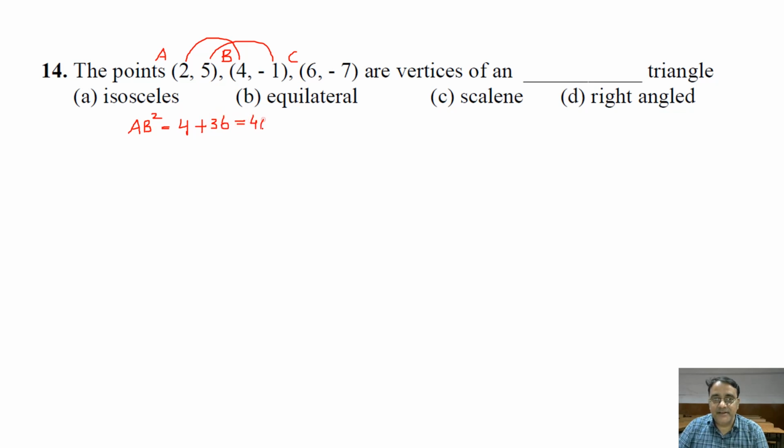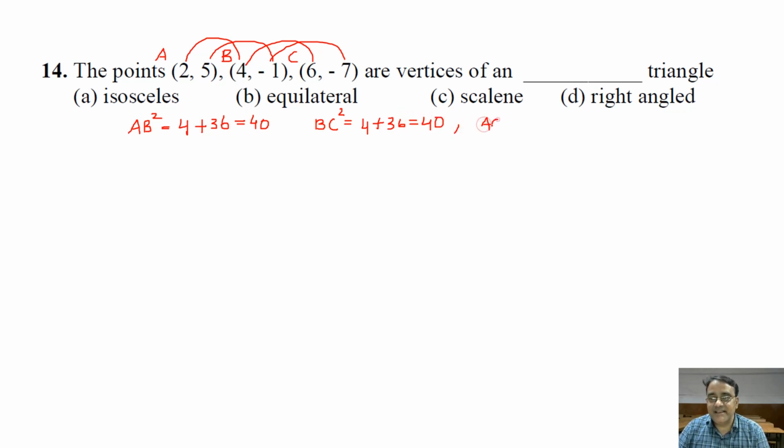Next we are going to find BC square. So let us see BC square here. 6 minus 4 whole square, that is 2 square, 4, and minus 7 minus 1. So minus 7 plus 1 will happen. Minus 7 minus of minus 7 will become minus 7 plus 1, that is minus 6 whole square. So that also becomes 36. So we got BC square is also 40. So two sides are equal.